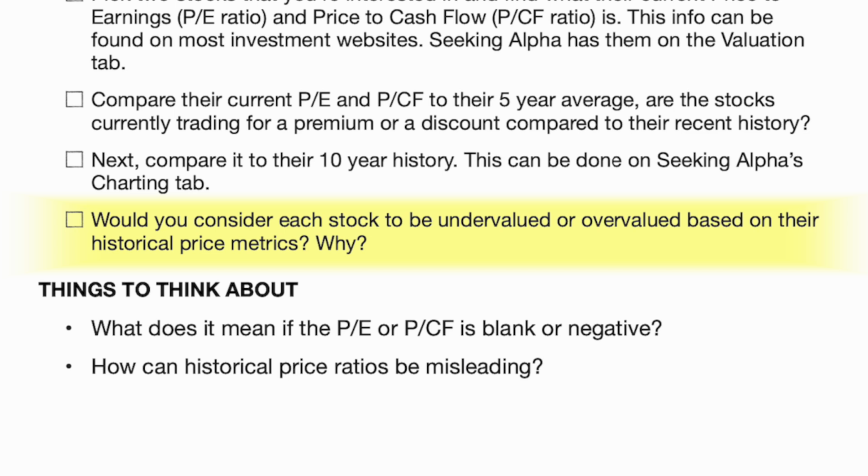Why or why not? And then just a couple things to think about, which we'll touch on at the end. What does it mean if the price to earnings or price to cash flow is actually blank or negative? And then lastly, how can historical price ratios be misleading?